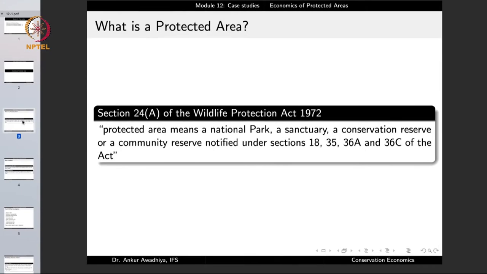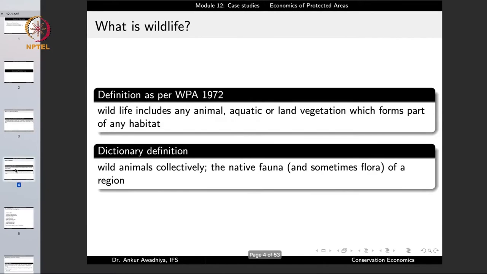Protected areas are defined under section 24A of the Wildlife Protection Act 1972 as protected areas means a national park, a sanctuary, a conservation reserve or a community reserve notified under sections 18, 35, 36A and 36C of the Act. So the protected area is a national park, a sanctuary, a conservation reserve or a community reserve, and we have a number of wildlife that are found in the protected areas.